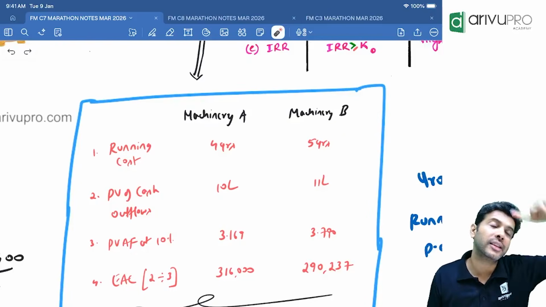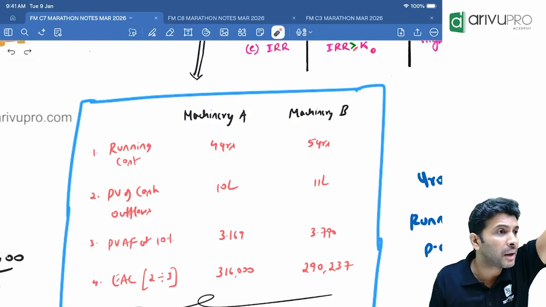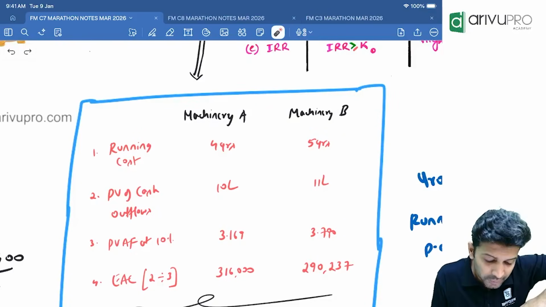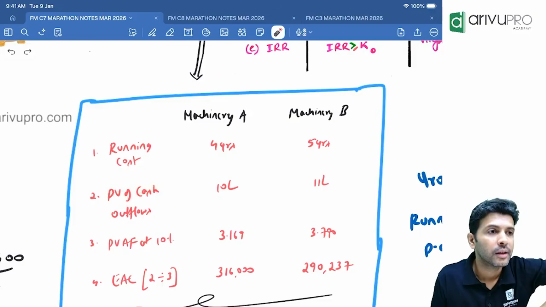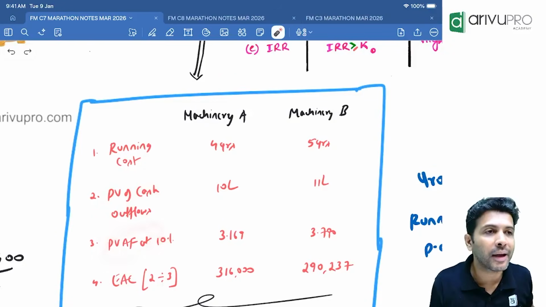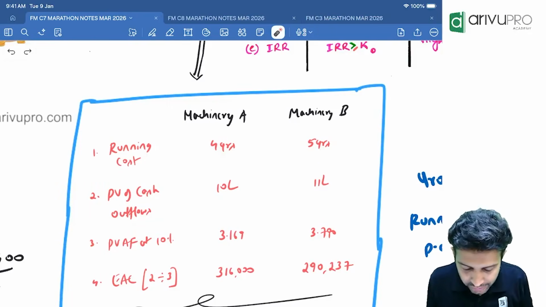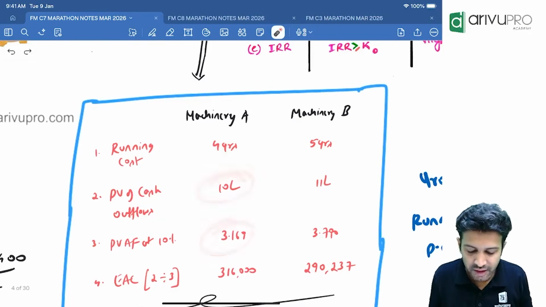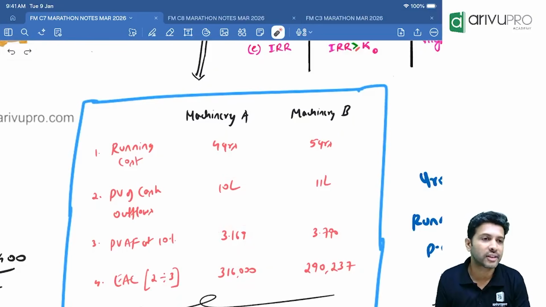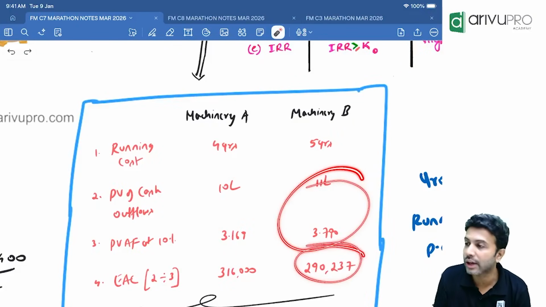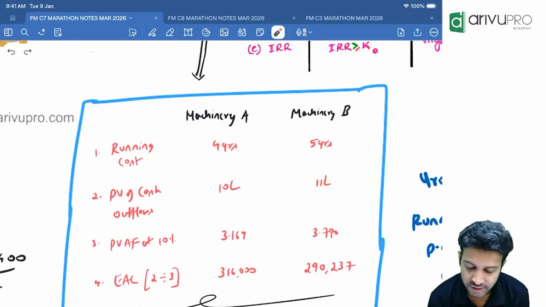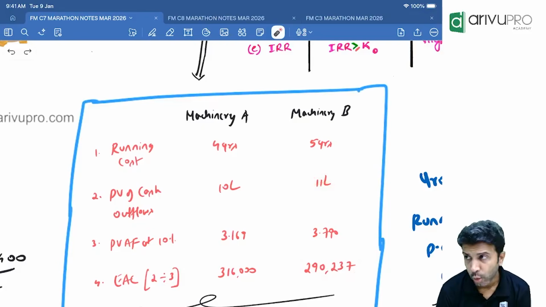Now tell me the formula. There the formula was NPV divided by PVAF. Here, present value of cash outflow divided by PVAF. Done? Everybody good? And how much are you getting? See, 10 lakh divided by PVAF, if you do, here you will get 3 lakh 16,000. These two, if you do the division, you will get 2 lakh 90,237. Any problem?